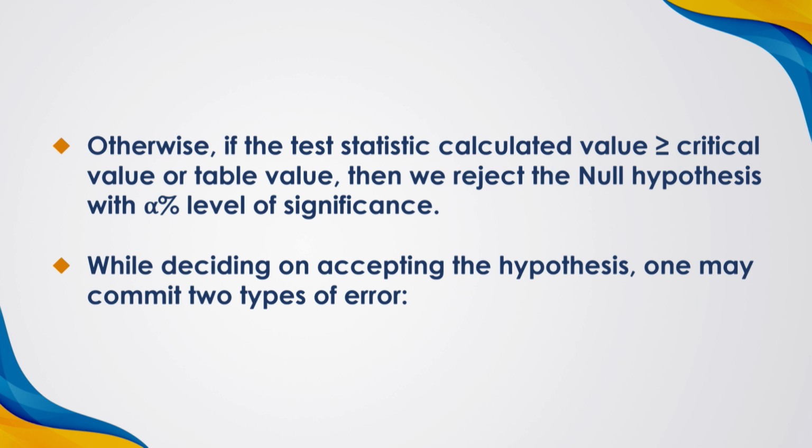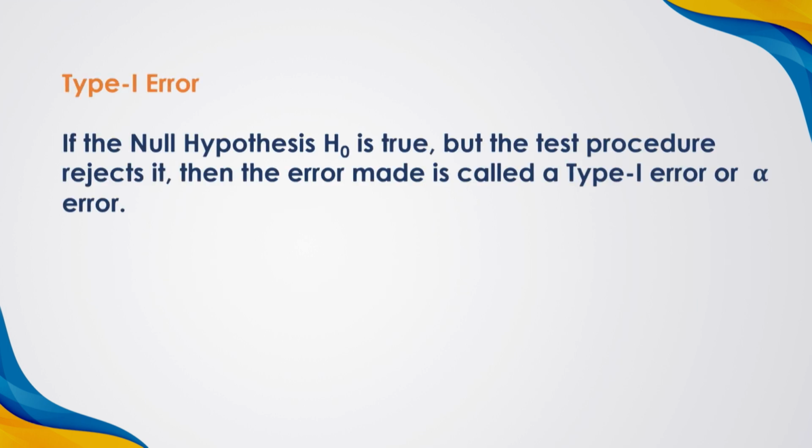As you know, while making decisions in our real life, you will be making some errors. Similarly, while deciding on accepting the hypothesis, one may commit two types of errors. Let us see what the errors are. Type 1 error: if your null hypothesis H0 is true, but the test procedure rejects it, then the error made is called type 1 error or alpha error.